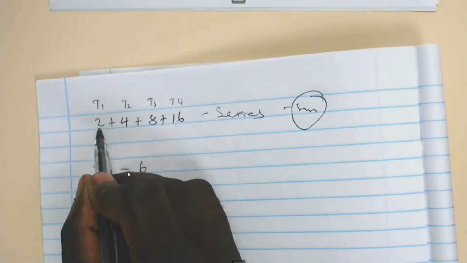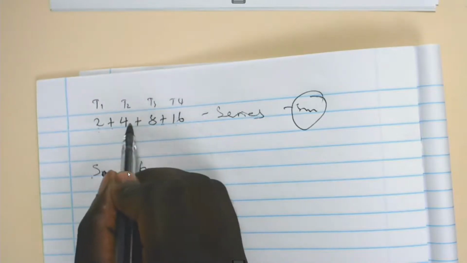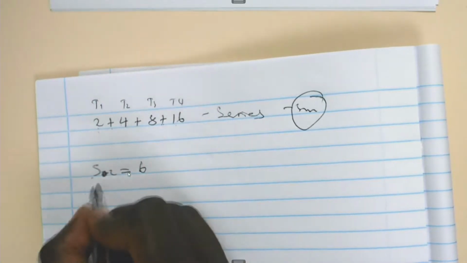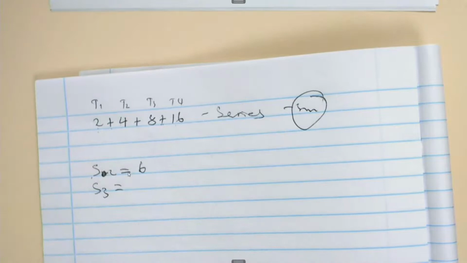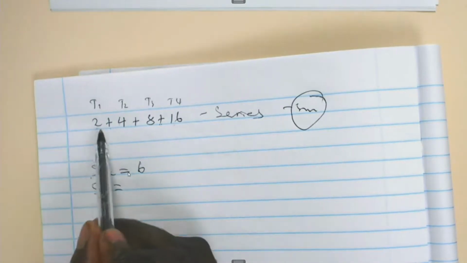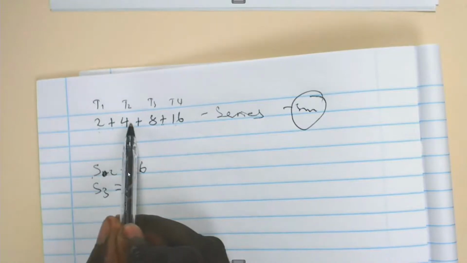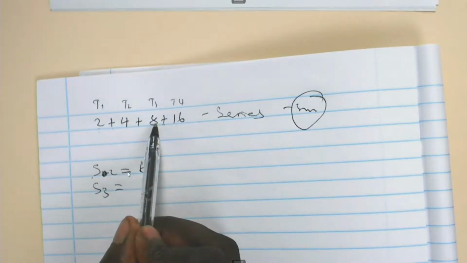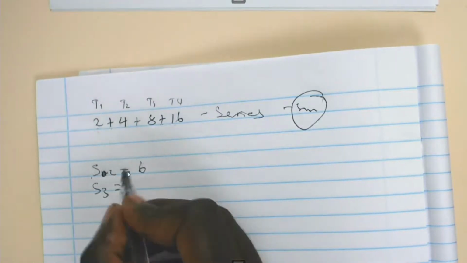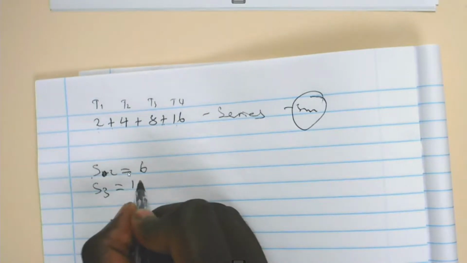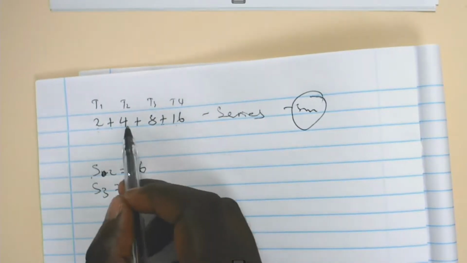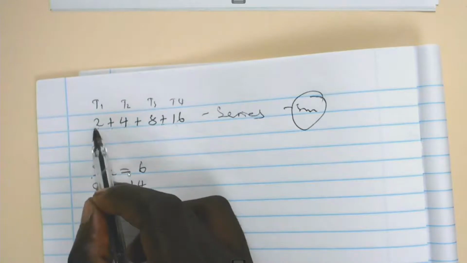Meaning that we have only added the first two terms, term number 1 and term number 2, and then we can get the sum of the first three terms, meaning that we add term number 1, term number 2, term number 3. If we add them, we are going to have 14. 8 plus 4, it's 12, plus 2, it's 14.